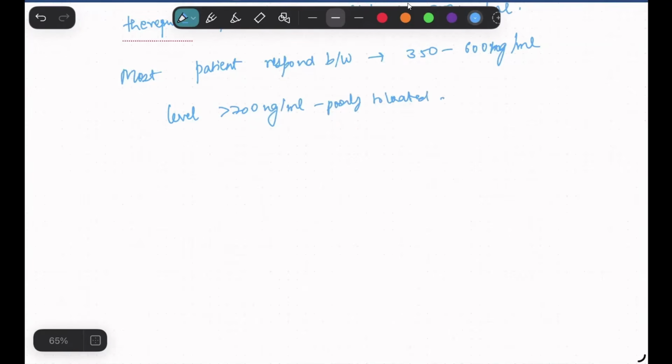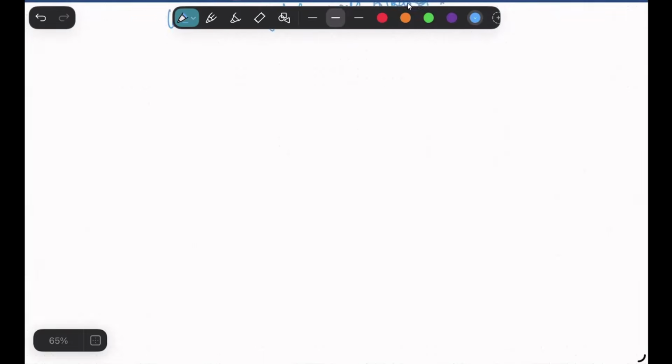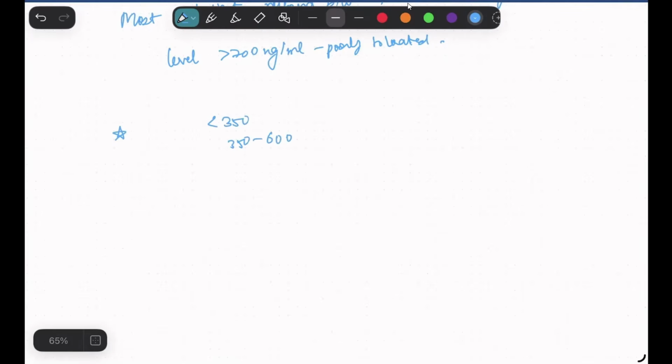Okay. So practically, we see less than 350, 350 to 600, greater than 700, and greater than 1000. So what is important? Below 350, response is less likely.